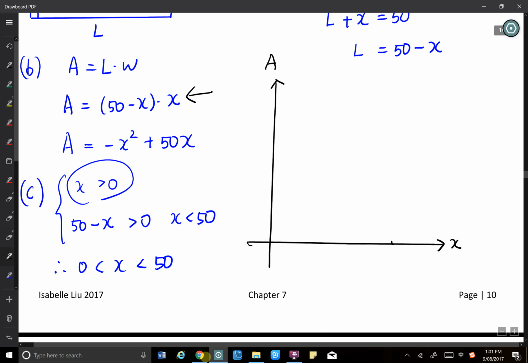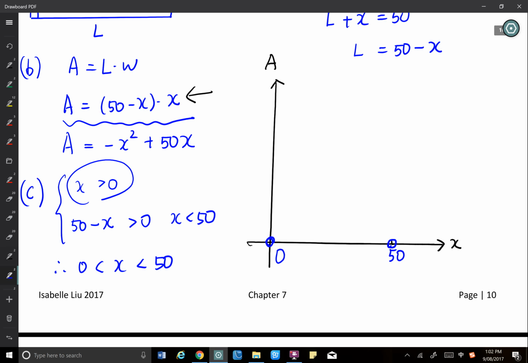Alright, 0 is here, 50 is here. From that equation, when x equals 0, that's 0. When x equals 50, that's 0. So you need to have two open circles on 0 and 50. It's not going to be a closed circle. Why? You can't take 0, can't take 50. Those are your start point and finish point, but you can't take those two points.